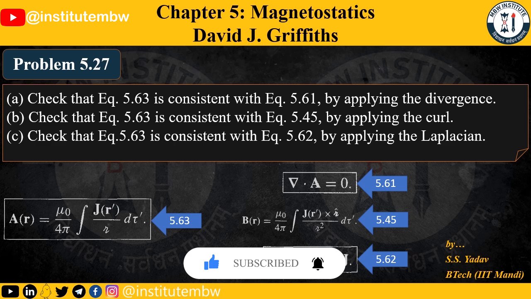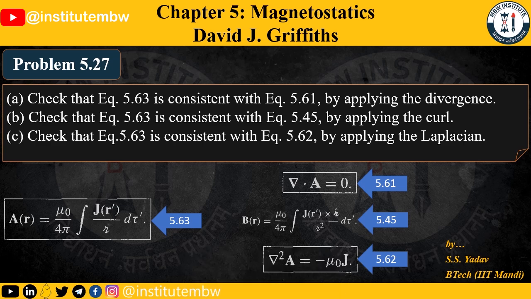In this video, we will solve problem 5.27. We have to check the consistency of the equations. In part A, we have to check that equation 5.63 is consistent with 5.61. I have written these equations in these boxes. Equation 5.63 is this, 5.61 is this, 5.45 is this, and 5.62 is this. Let's get started.